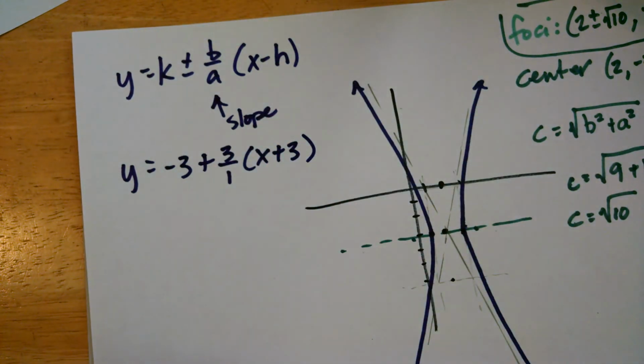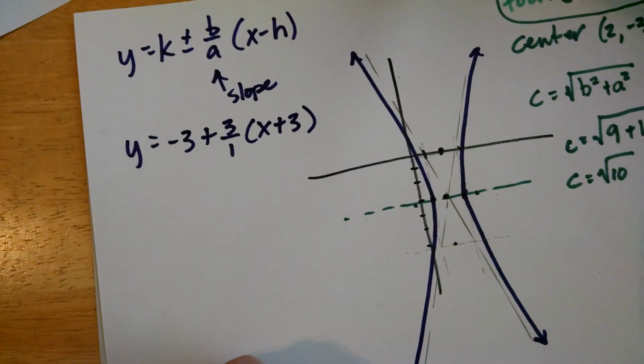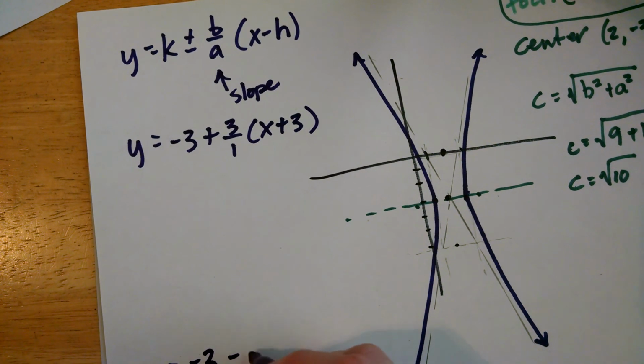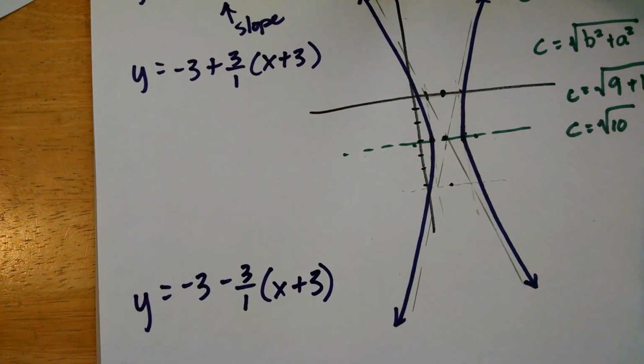And then down here, I'm going to do the other version. y equals negative 3 minus 3 over 1, and x plus 3. Okay, there we go. And then we'll pick this up with part 2 in a bit.